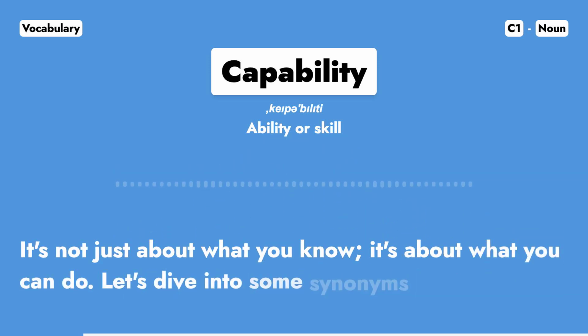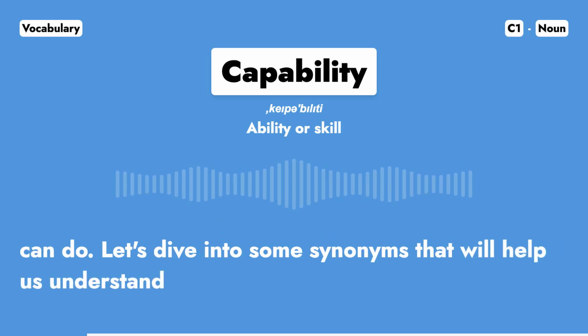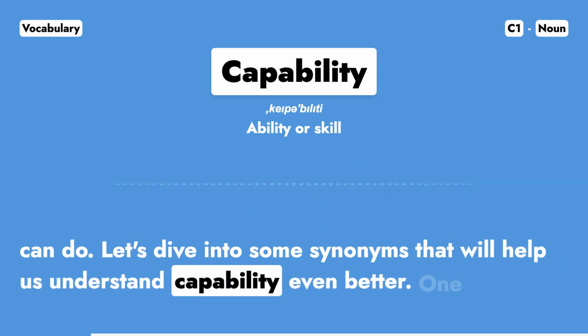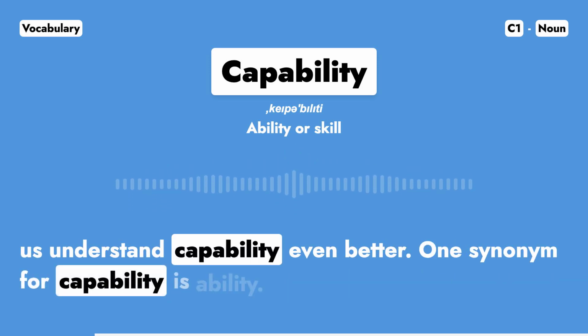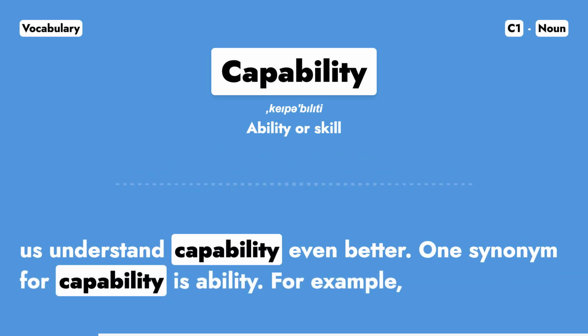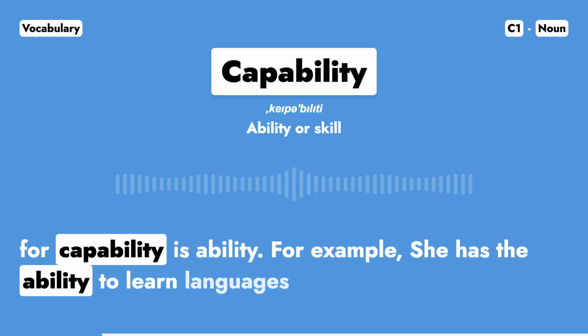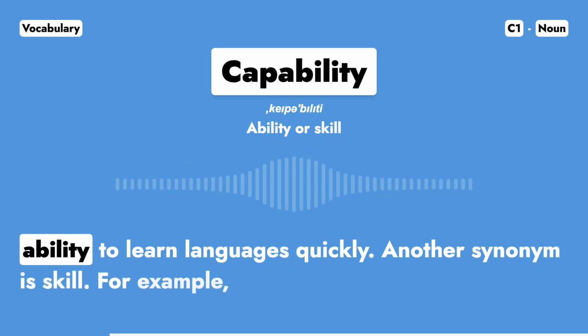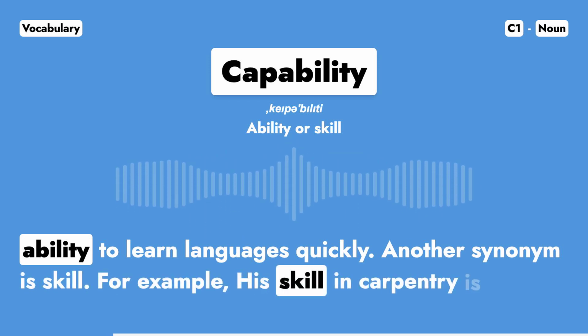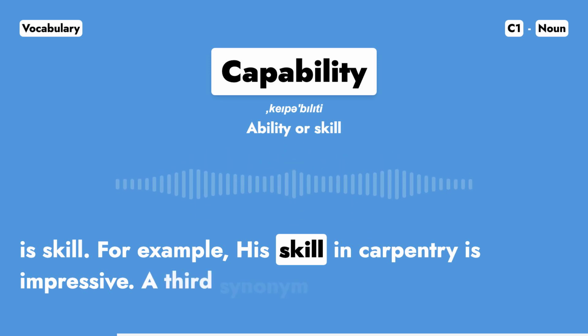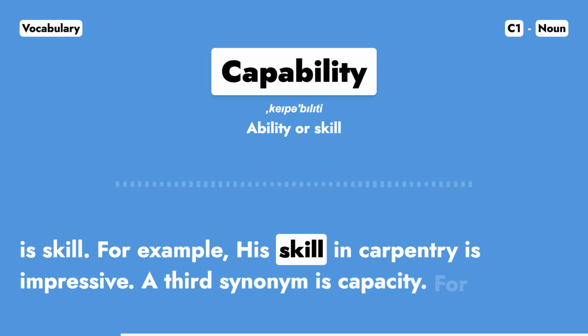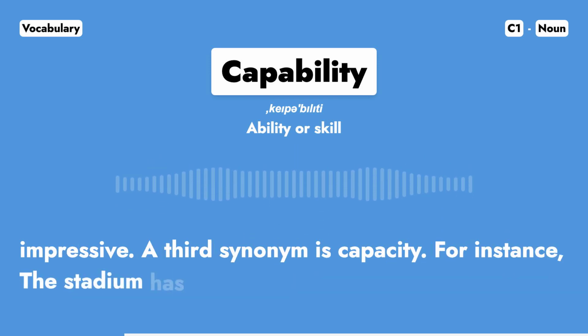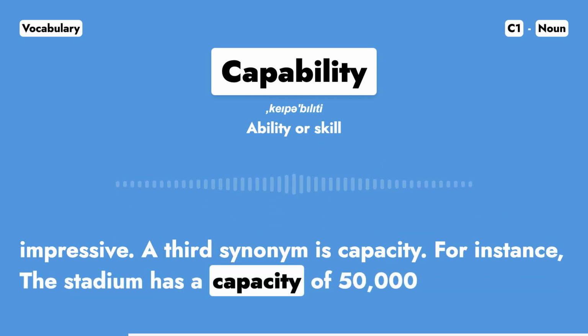Let's dive into some synonyms that will help us understand capability even better. One synonym for capability is ability. For example, she has the ability to learn languages quickly. Another synonym is skill. For example, his skill in carpentry is impressive. A third synonym is capacity. For instance, the stadium has a capacity of 50,000 people.